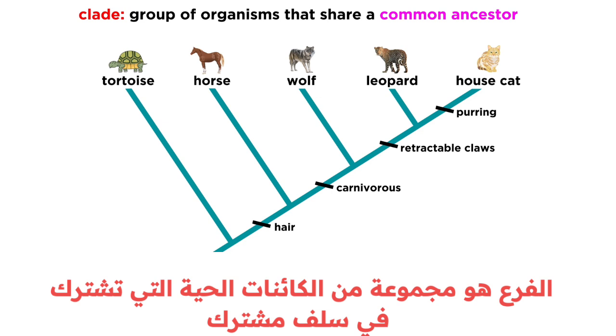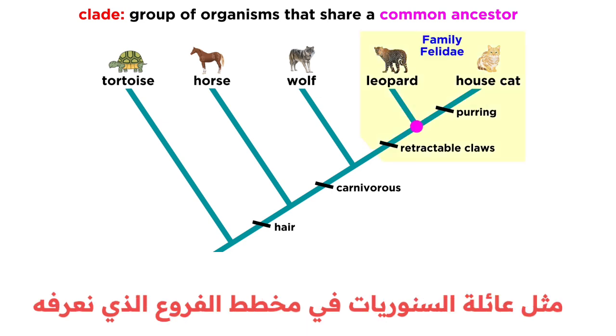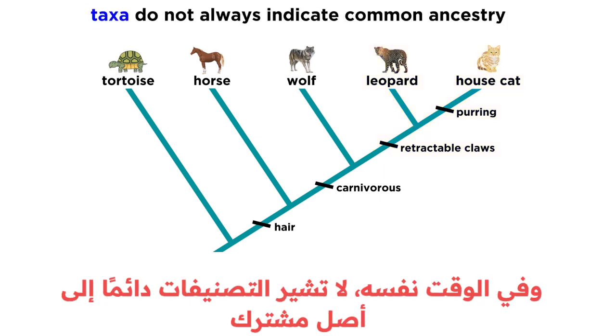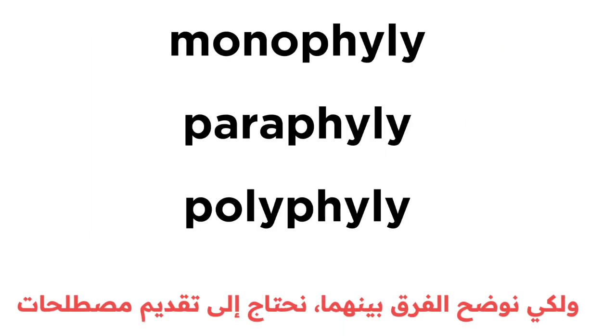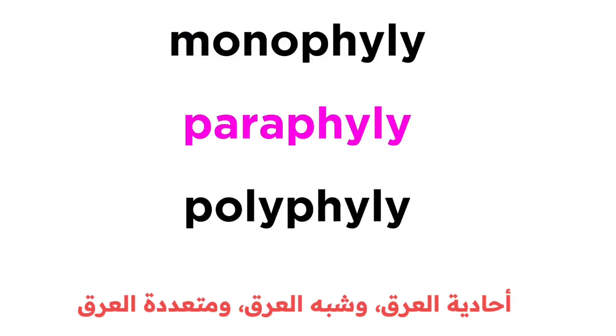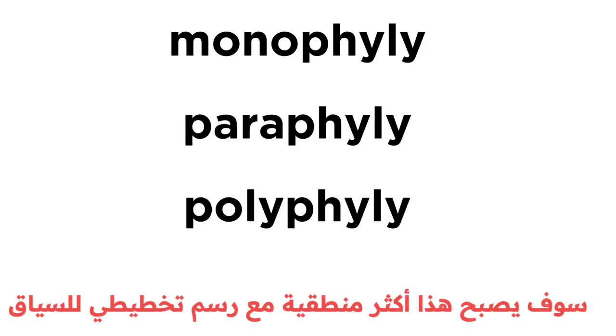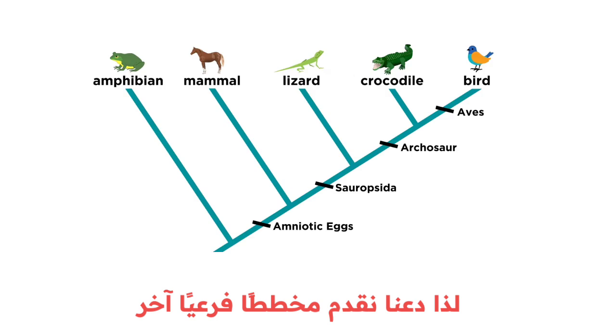A clade is a group of organisms that share a common ancestor, like the family Felidae in the cladogram we are familiar with. Taxa, meanwhile, do not always indicate common ancestry. In order to explain the difference, we need to introduce the terms monophyly, paraphyly, and polyphyly. These will make more sense with a diagram for context, so let's introduce another cladogram.